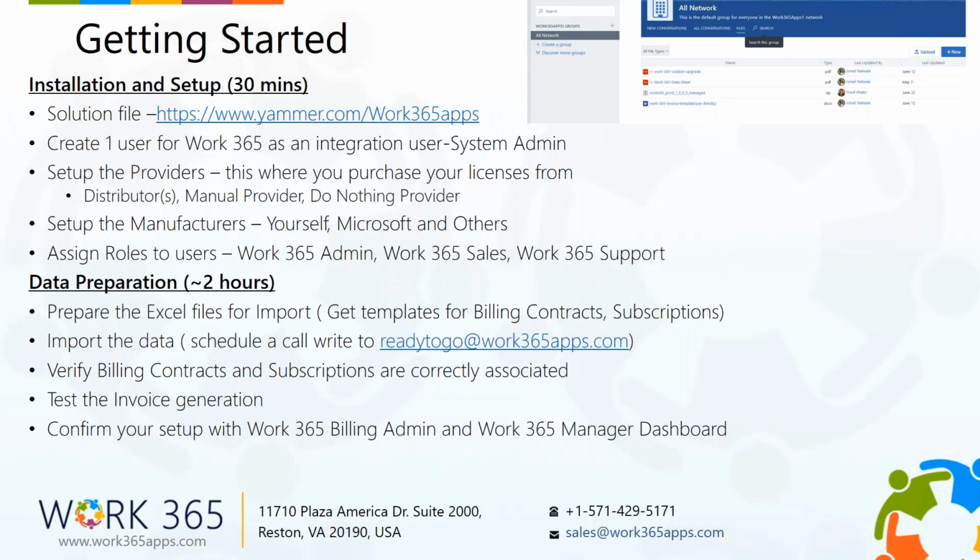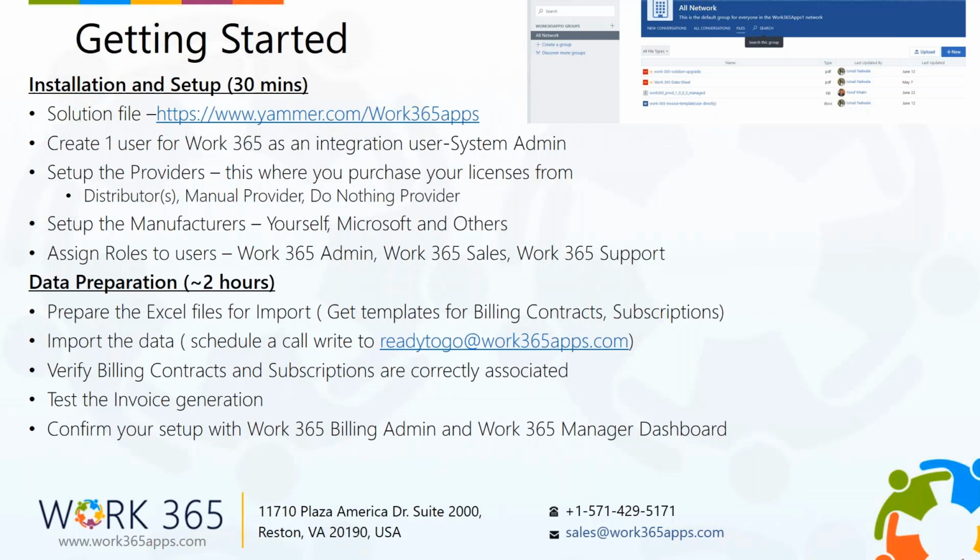Now, once the installation is done, you'll want to set up your manufacturers and providers. The providers are the distributors you're buying your services from, and you should still keep the manual provider and the do nothing provider in the system. You need to set up all the manufacturers you have, like Microsoft, yourself, and whatever other services you are actually selling to your end customers. Then finally, make sure you're assigning the roles to the users that will use the application. Currently, there's one role, but in the upcoming release, we're going to have multiple roles that are suited for the specific functions that we have in the organization, right?